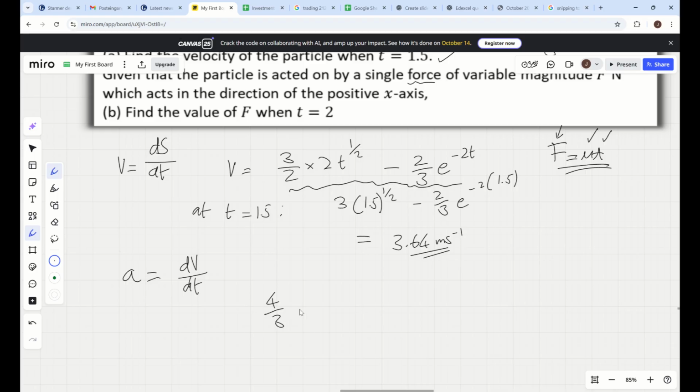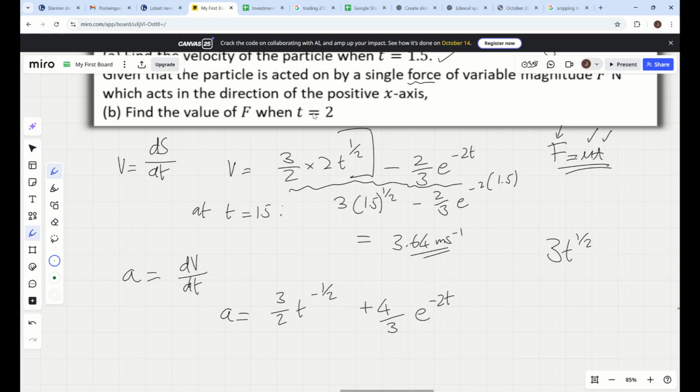So 4/3 t to the minus a half now. And then this one is going to get another minus 2, so plus 4/3. So they're both 4/3, is that right? Hang on a moment. There's a mistake on this one here, isn't there? Right, let's just clean that one up. So I'm looking at my notes at the same time as well. Let's just write that one out a second. So what is that? That's 3t to the half. So that will be 3 over 2 now, won't it? So 3 over 2, t to the minus a half plus 4/3, and then this was e to the minus 2t. So that's the acceleration.